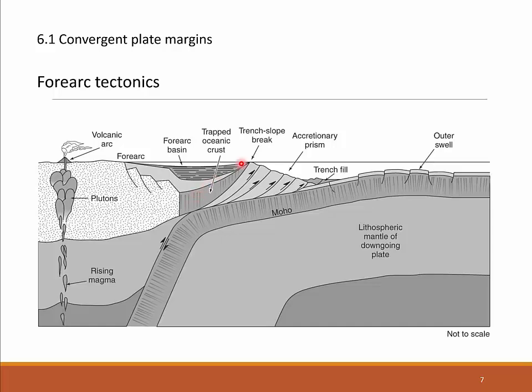be underlain by a sliver of trapped oceanic crust, which at the initiation of subduction stayed at shallow levels and was not pushed underneath the continent. This whole region here is called the forearc. It is on the ocean side of the volcanic arc, which forms as a result of magma production, which is related to the dehydration of the subducting oceanic crust.